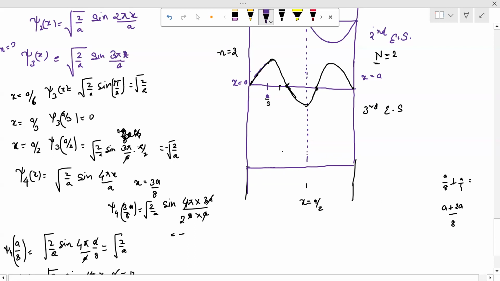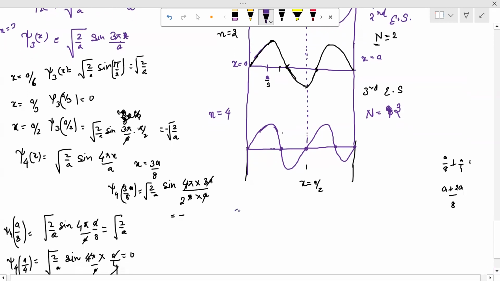Okay, so it starts from here, I think. At a upon 8, it will peak. At a upon 4, which will be, I think, the median of it. So I'll make it a little bit this way. And then it should return back to 0 here. And then again, it will start from here, and then all those calculations are the same. So you can see that here the number of nodes are what? 1, 2, 3. So capital N, the number of nodes, equals 3, and this I'm making for n equals 4. So the third excited state, which corresponds to n equals 4, the number of nodes comes out to be 3.